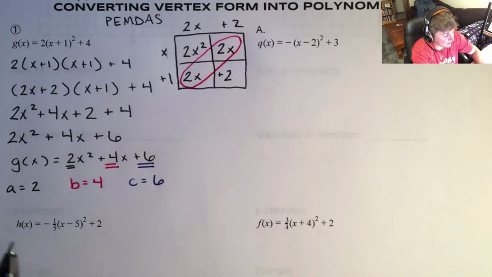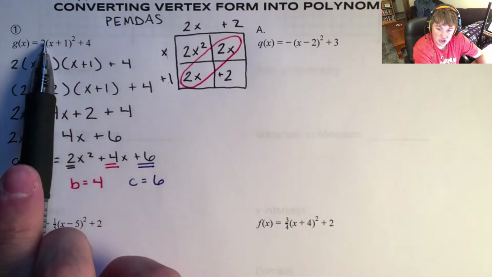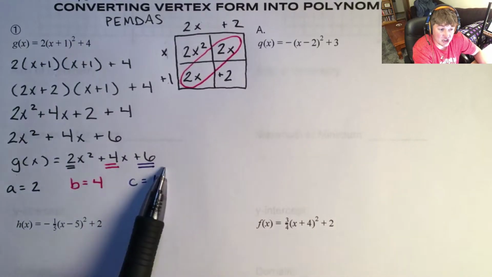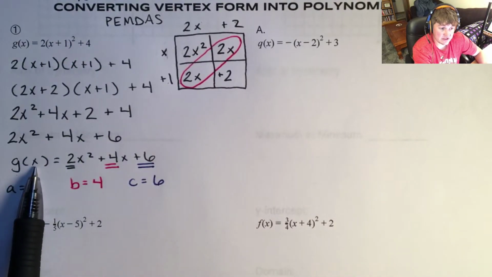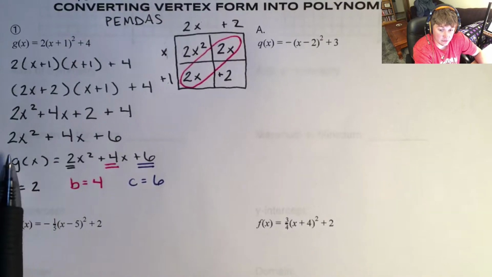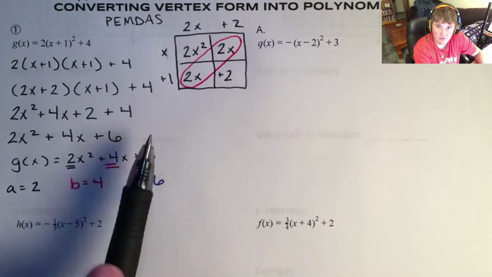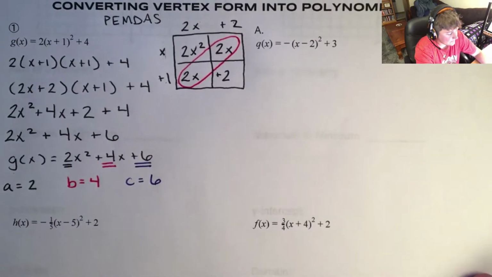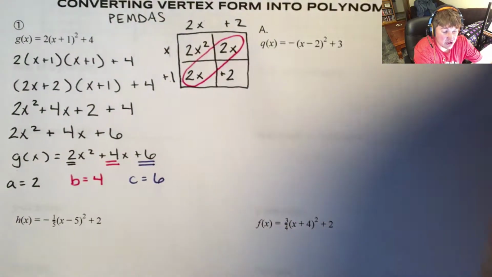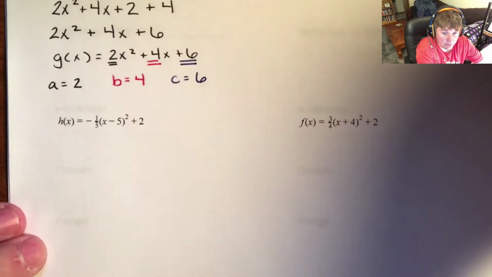Another quick reminder that g of x really isn't telling me to do anything. It means that this function here, its name is g, and its input variable is x. Meaning, if I wanted to know what the y value is when x is 5, that would just be g of 5, and whatever the value is would be the y value. So it really just functions as if it were the y variable.